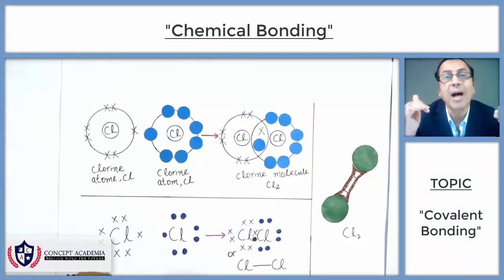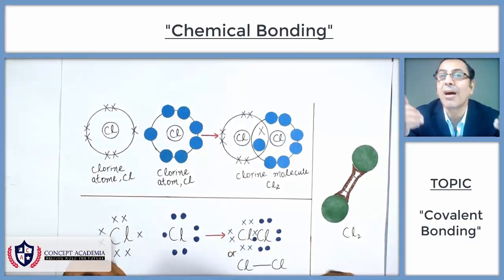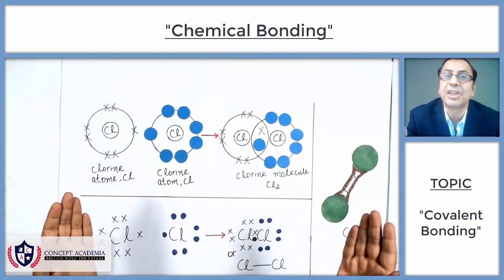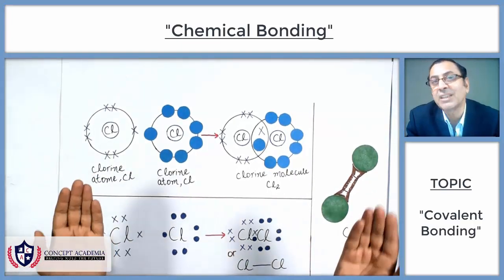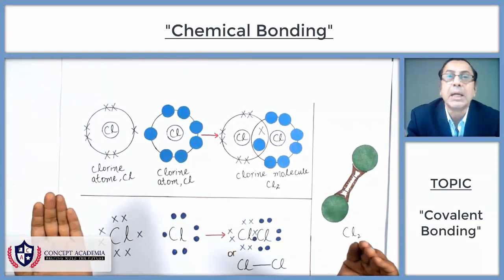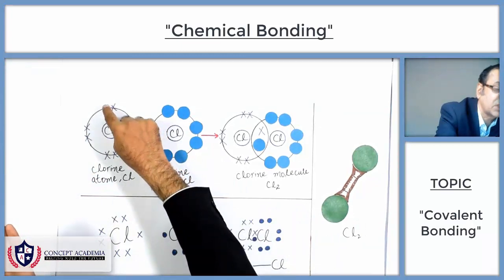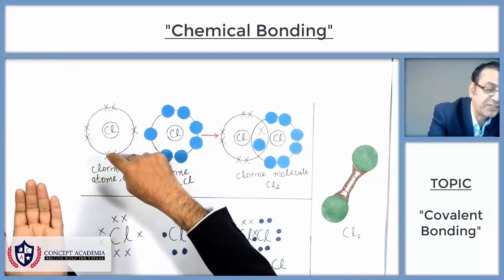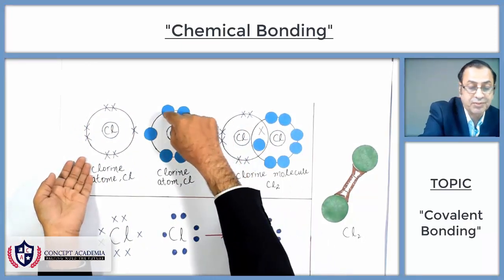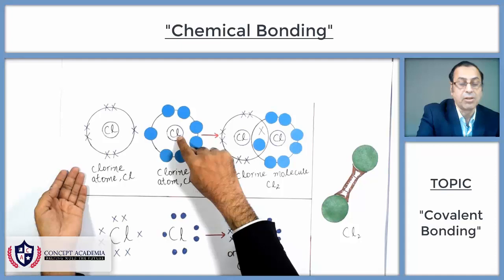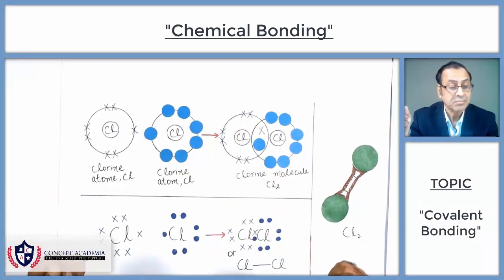And the last shell I'm showing because it is only the last shell electrons which are taking part in the bond formation. So the chlorine belongs to group 7, and group number tells us the number of electrons in the last shell. So it is group 7, so it is having 7 electrons in the last shell, 1, 2, 3, 4, 5, 6, 7. And the second chlorine is also having 7 electrons, 1, 2, 3, 4, 5, 6, 7. And this is the chlorine nucleus, and these are the last shell electrons of chlorine.